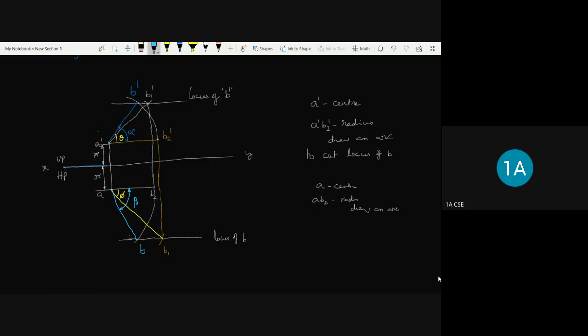So this is the final projection, the final views of the line when it is inclined to both the planes. That is, I have obtained A dash B dash and I have obtained AB. This is the front view, what it represents when the line is inclined to both the planes.